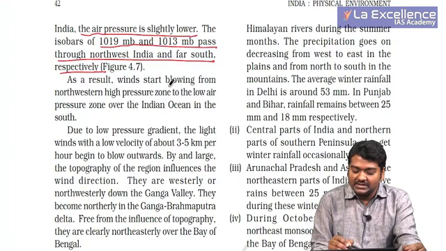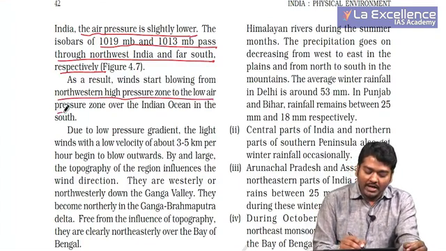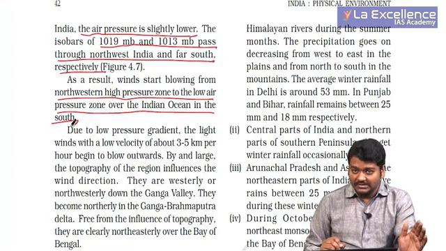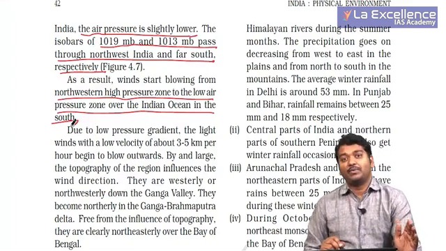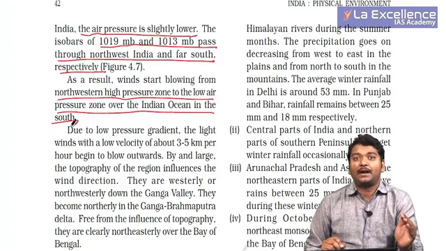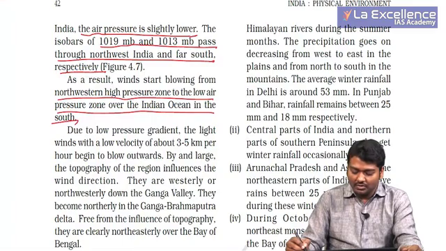As a result, wind starts blowing from the northwestern high pressure zone to the low air pressure zone over the Indian Ocean in the south. That is, wind is blowing from land to sea. During this, some winds blow over the Bay of Bengal and carry moisture and give rainfall to the southern part of Andhra Pradesh and Tamil Nadu. Right? This is what you need to understand.